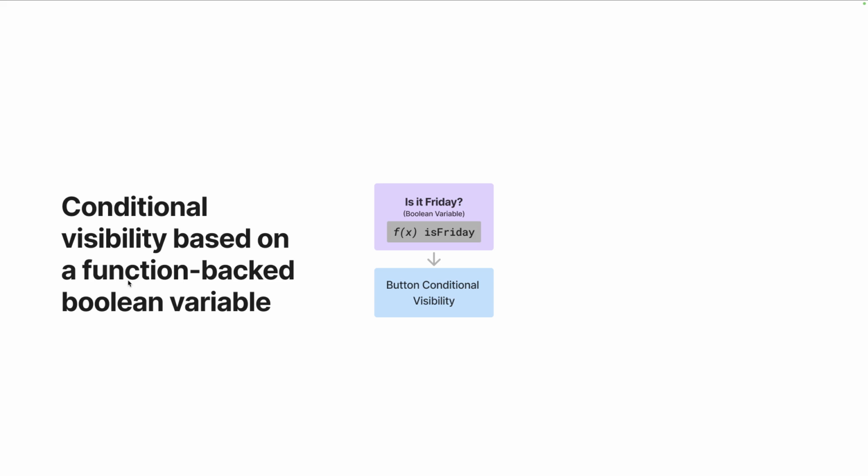So here's the graphic showing what we're about to do. We're going to write a function-backed Boolean variable. We're going to head over to a code repository. We'll author and publish our code, and we'll plug that into a Boolean variable simply called isItFriday. We will then plug that variable into our button conditional visibility.